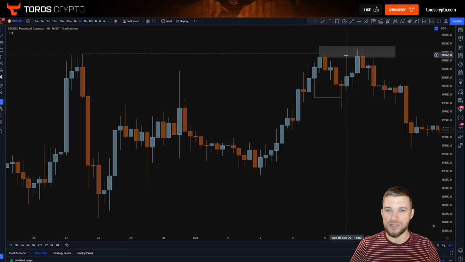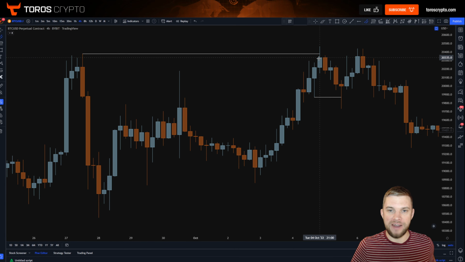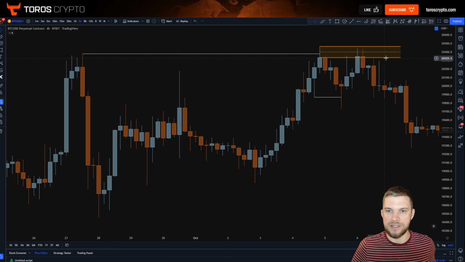So you can either draw this as a rectangle, looking at the block that we're looking at here, or you can use the parallel channel tool, which I quite like, and draw it horizontally, and then you can get that midpoint as well, which is where you'd be targeting your entries.